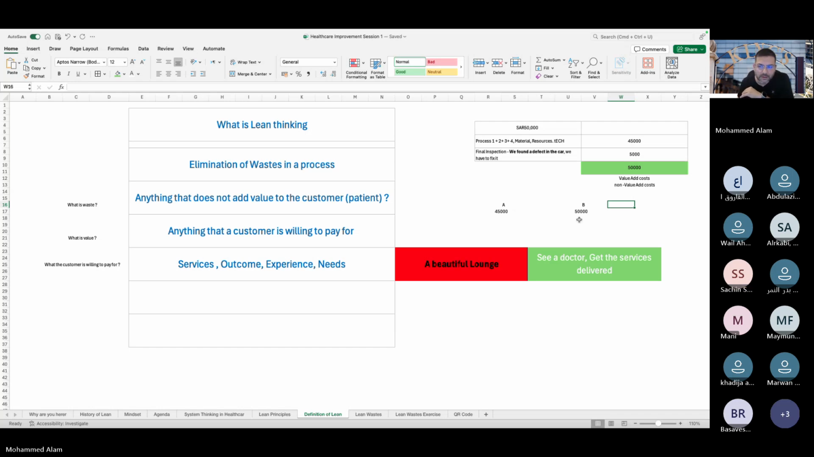B. No, the A, because Company A cost is 45,000, B cost is 50,000. Oh, because this contains value add cost plus non-value add cost, right? So this company A has an advantage.